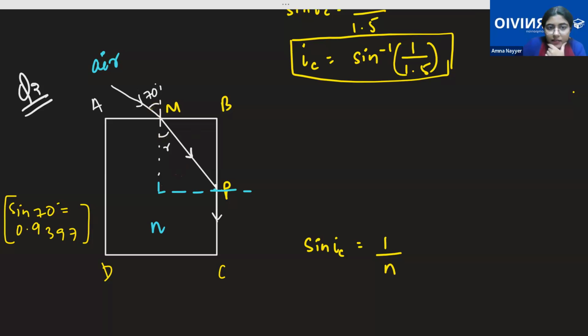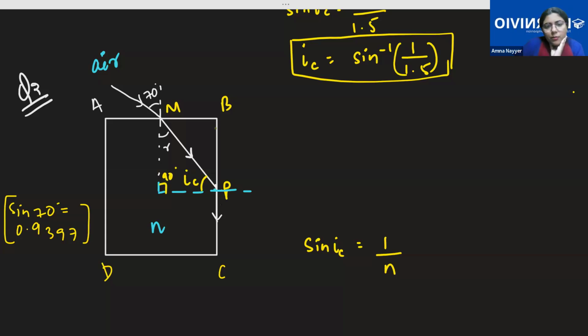This 70 degrees is given. 70 degrees is the angle of incidence for which the ray has been refracted. The ray further touches the final surface, and before TIR occurs, that is the critical angle case. This angle is nothing but the critical angle. If you extend this, it will obviously make 90 degrees, but this is our critical angle.